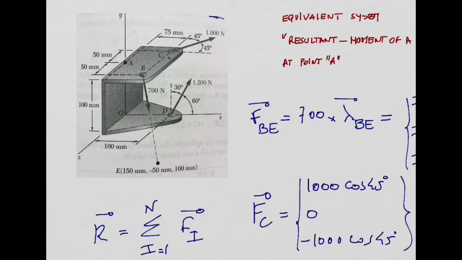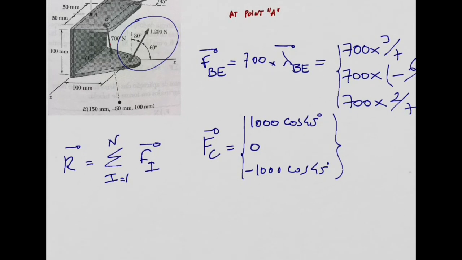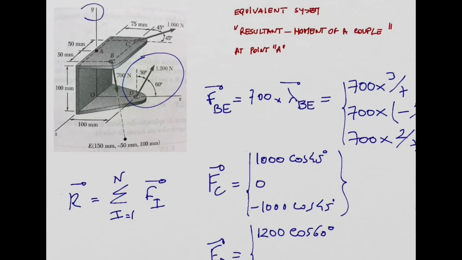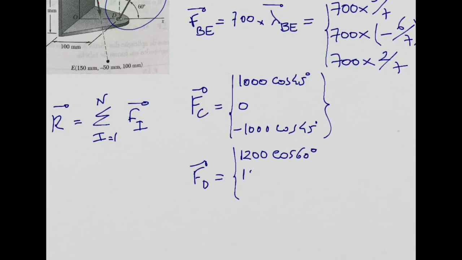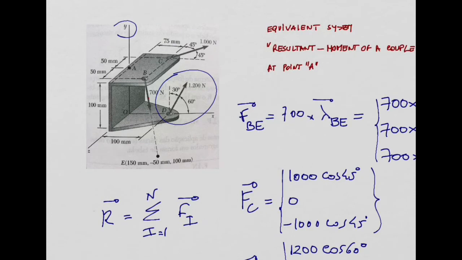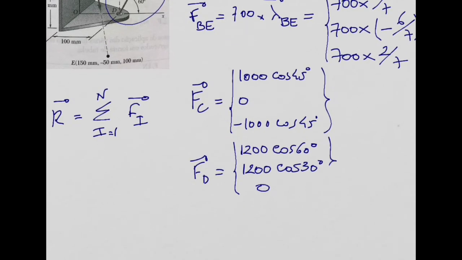Now we need to define our last force, which is this one here. We also know the angles of this force vector with the coordinate axis, so we can also do it. Let's call this force FD. FD, you tell me X component, 1200 times what? Cos 60. Y component. Component in the Y direction. Cos 30, very good. And now the component in the Z direction. The angle with Z is 90 degrees. 0. Good.